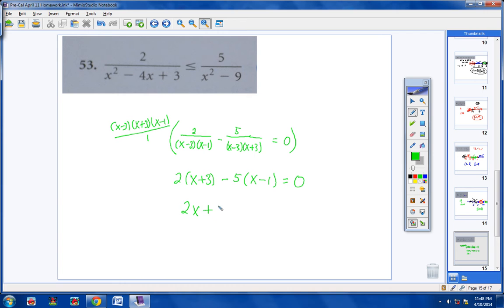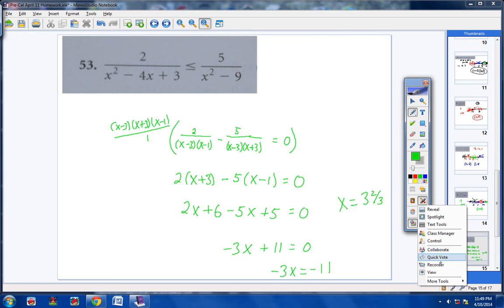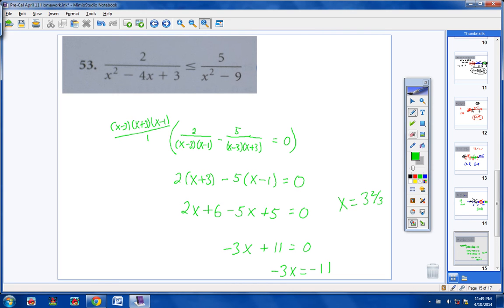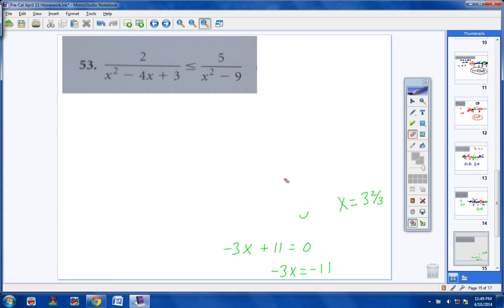I would have 2x plus 6 minus 5x plus 5 equals 0. If you simplify, you will get negative 3x plus 11 equals 0. And then you would be left with negative 3x equals negative 11. Divide both sides by negative 3, and you will get 11 over 3, which is 3 2/3. So we have solved the equation for one of the critical values.